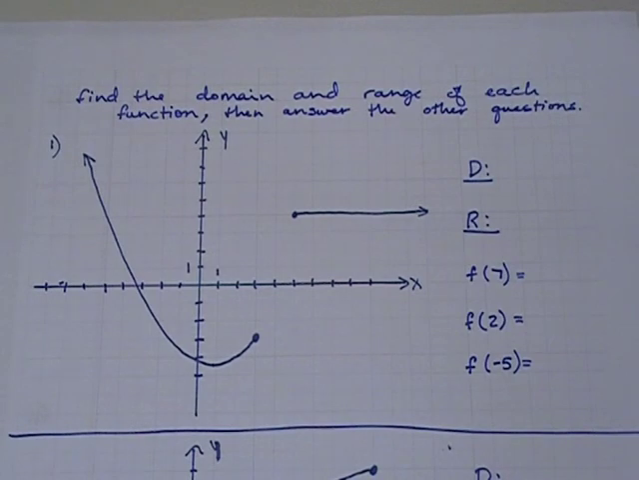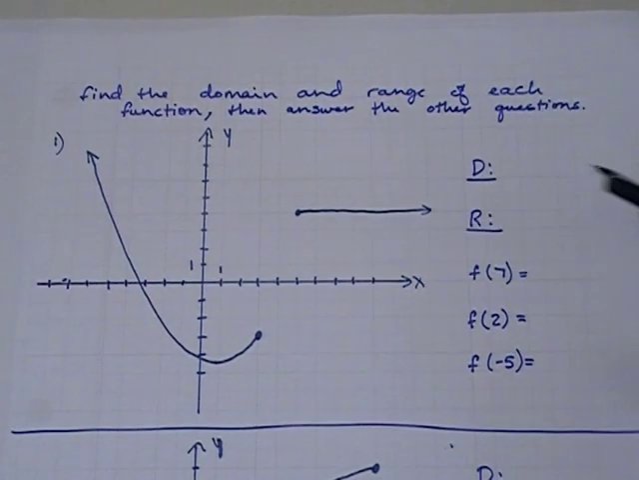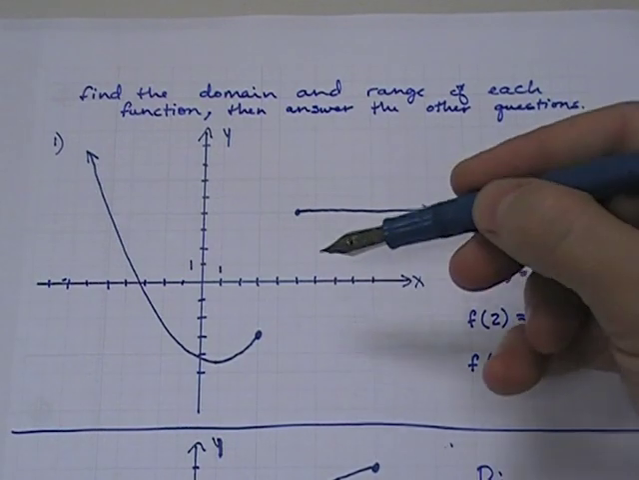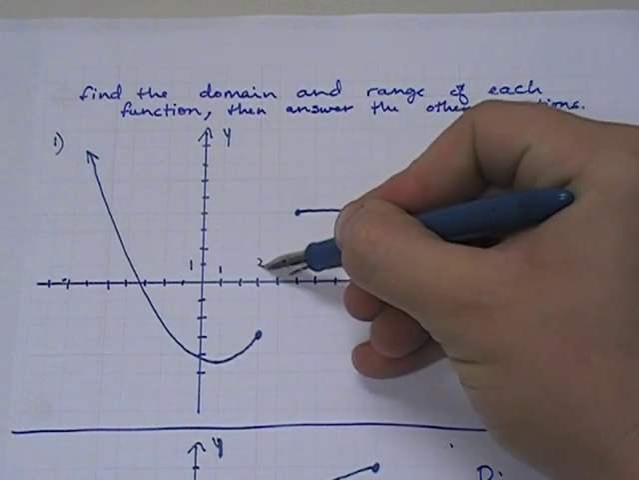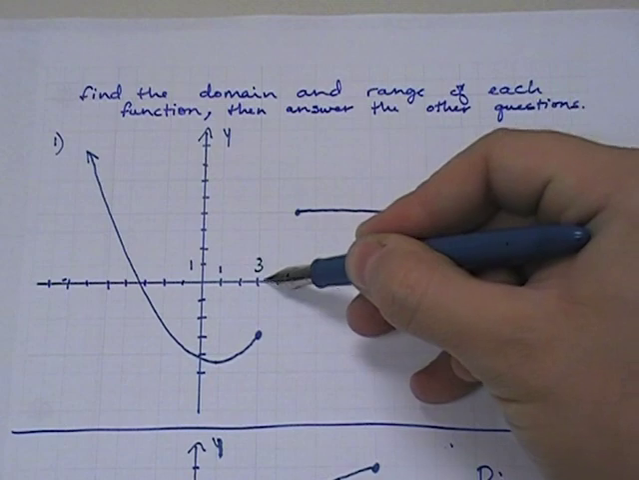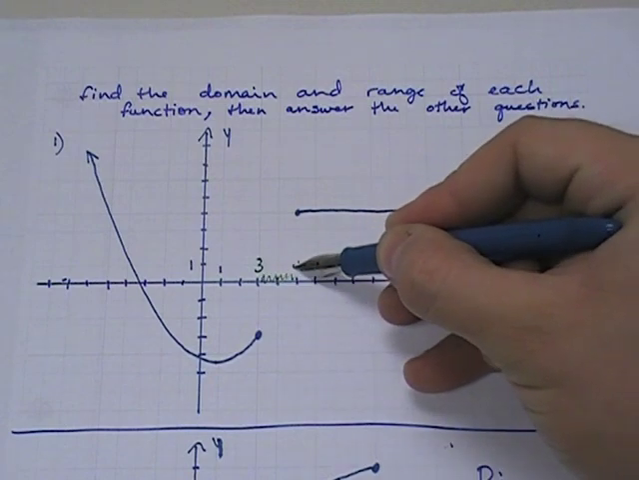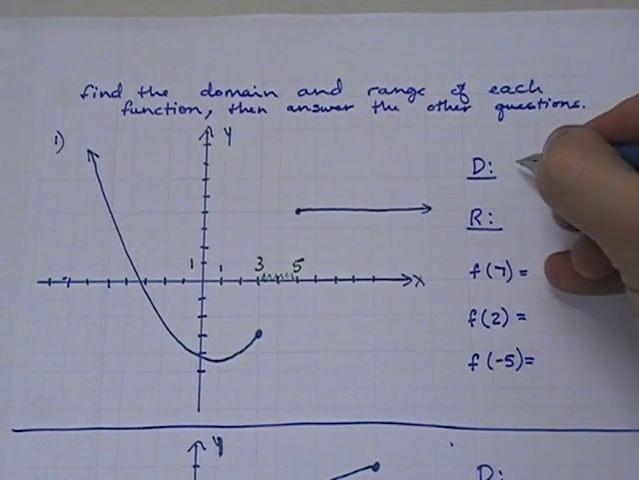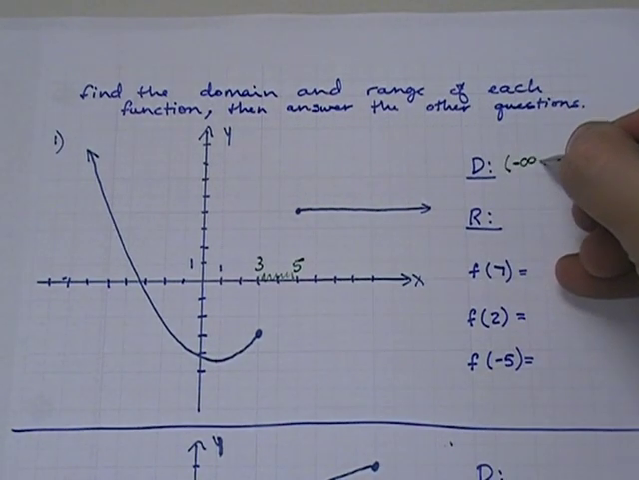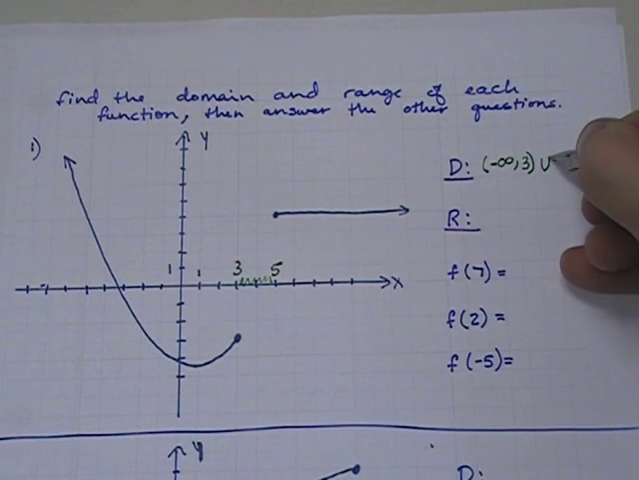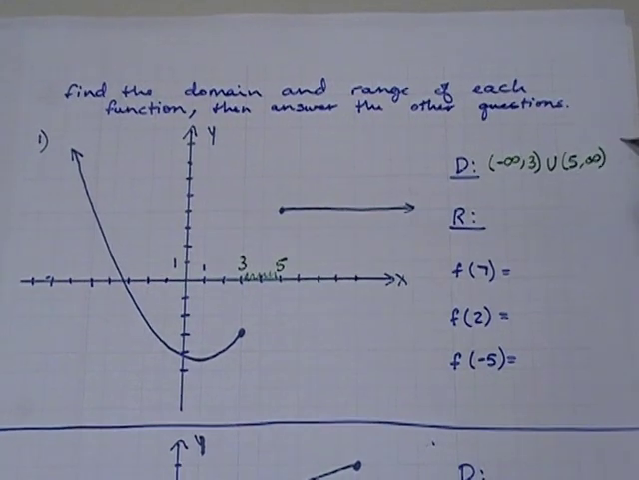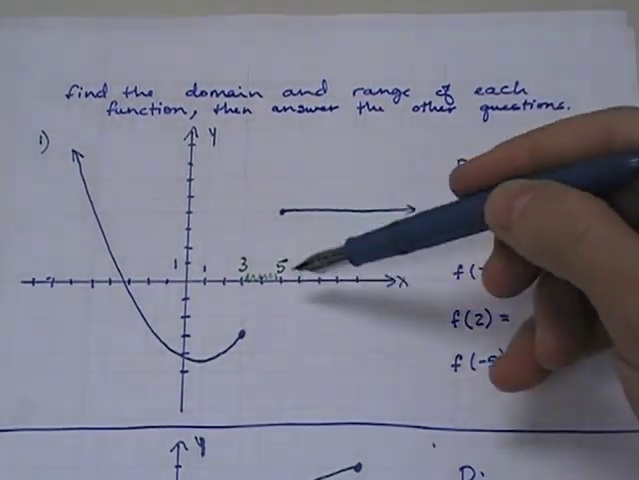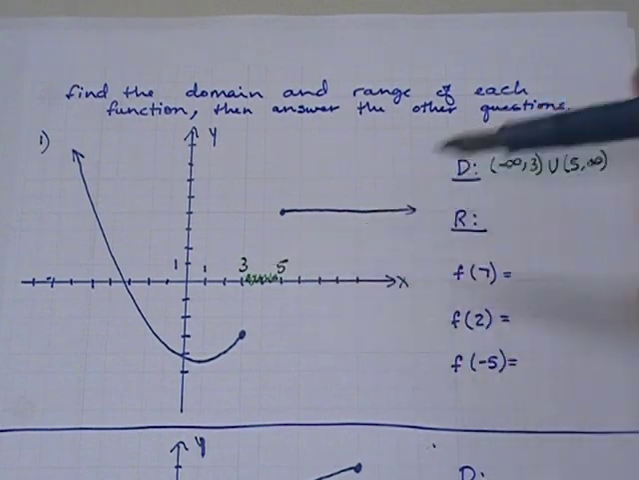And when I look at the domain, I'm looking at how this function behaves in the x direction. And I see that it goes off to negative infinity. I see it goes off to positive infinity. And from negative infinity, the function comes all the way to this point here, which is 3. Then there's a gap where there's no function. And then the function starts again at 5. And so the domain will be negative infinity to 3 union 5 to infinity. Given this, this function exists everywhere except this window from 3 to 5.